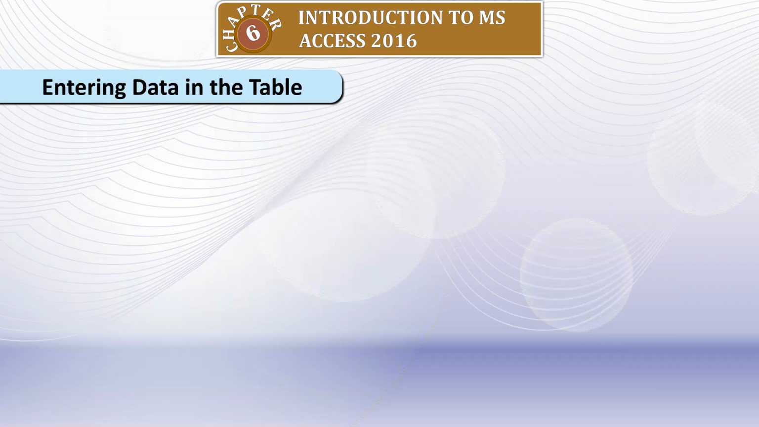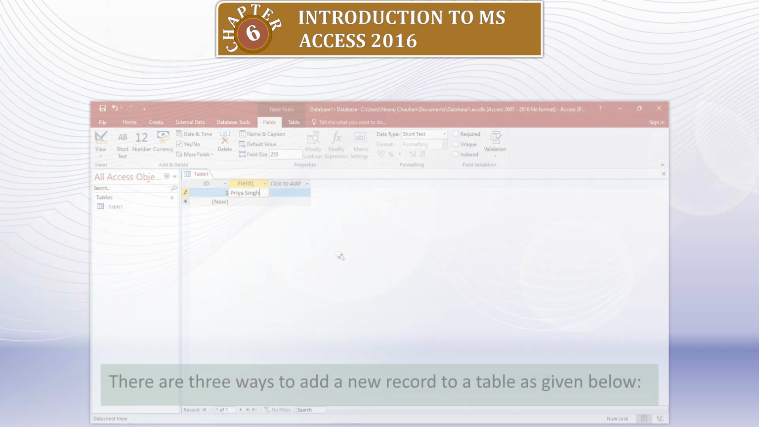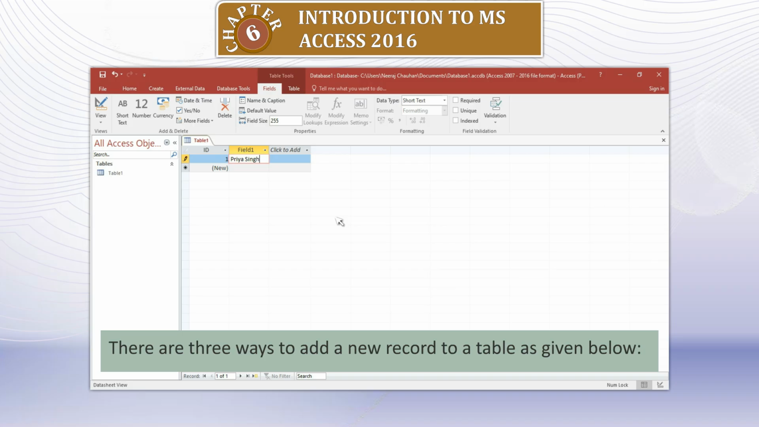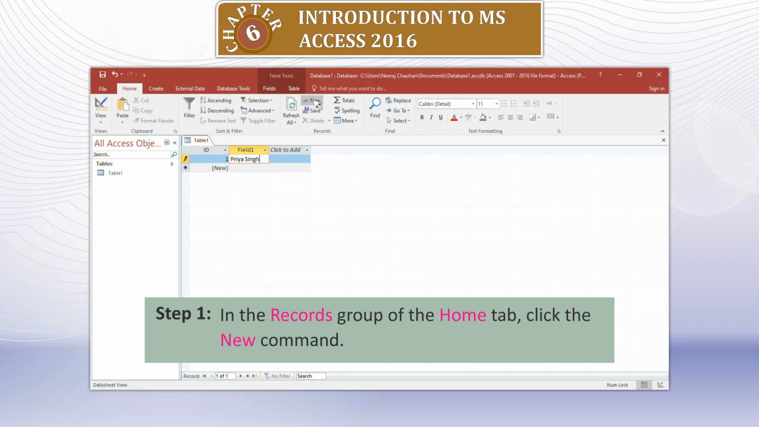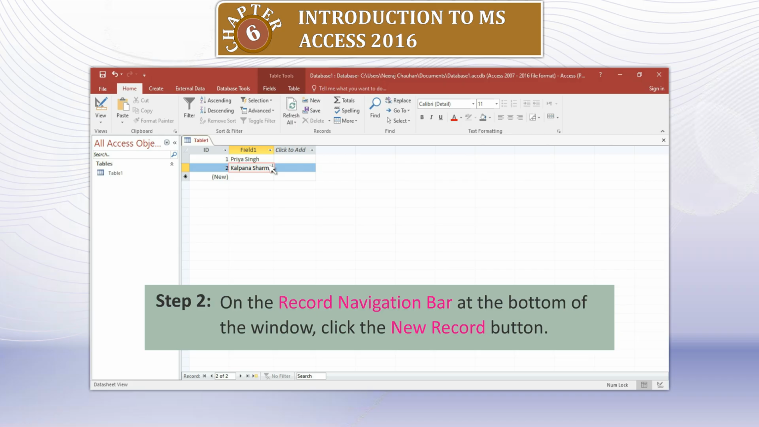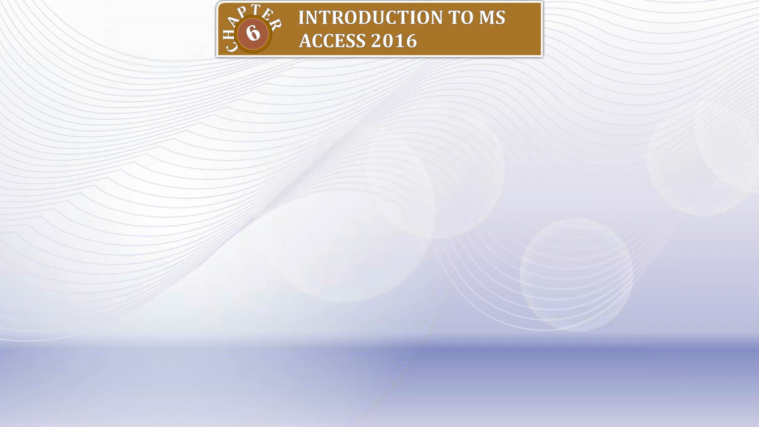Entering data in the table. In the datasheet view, you can enter the data directly by clicking on any cell and can navigate in the table by using the Record navigation bar, Tab key and arrow keys. Adding records. There are 3 ways to add a new record to a table as given below. Step 1. In the Records group of the Home tab, click the New command. Step 2. On the Record navigation bar at the bottom of the window, click the New Record button. Step 3. Begin typing in the row below your last added record.